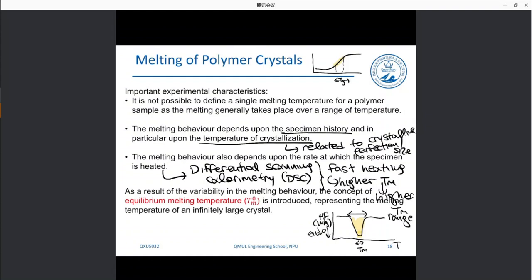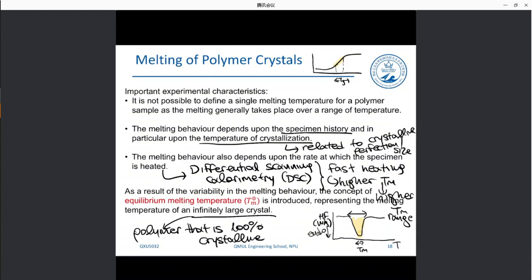Okay, so you can realize that there is some variability in the melting behavior, and that is why a final concept that we will be discussing in terms of melting, named the equilibrium melting temperature, has been introduced, representing the melting of an infinitely large crystal, that is essentially a polymer that is 100% crystalline.